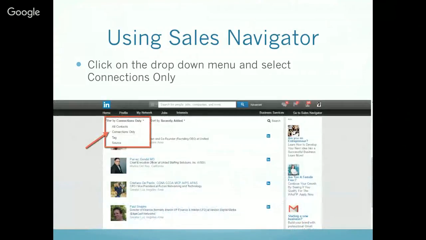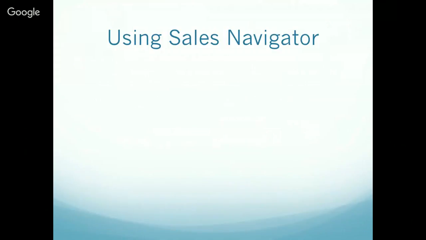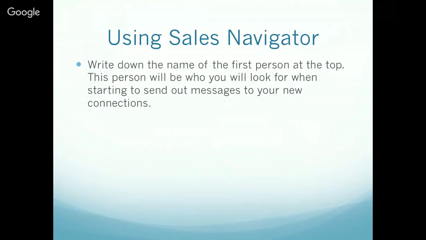Click on the drop-down menu and select Connections Only. Write down the name of the first person at the top. This person will be who you will look for when starting to send out messages to your new connections, which I'll go over in a little bit.